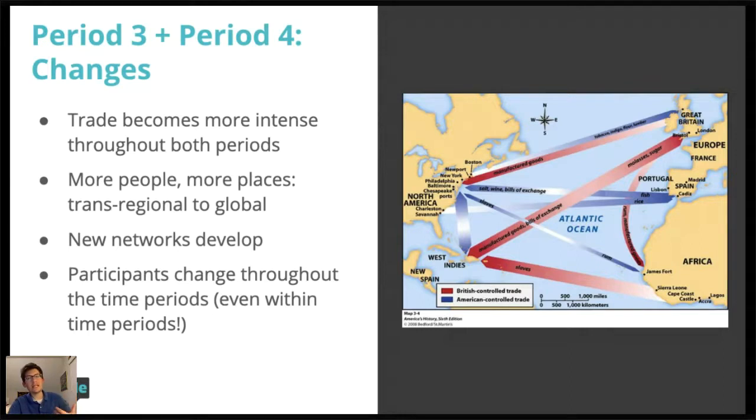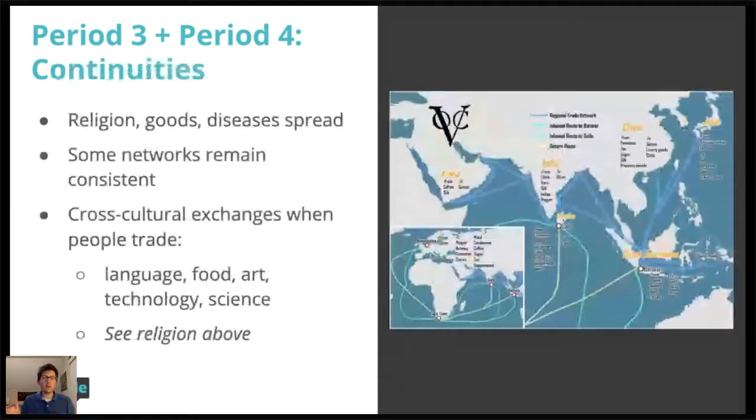Now, what are things that stay the same? What are the things in time periods 3 and 4 that stay relatively consistent? First of all, along with goods, religions, diseases, and cultures spread. I guess religion is part of culture. Science, technology, right? All of those things spread along with the goods being traded.